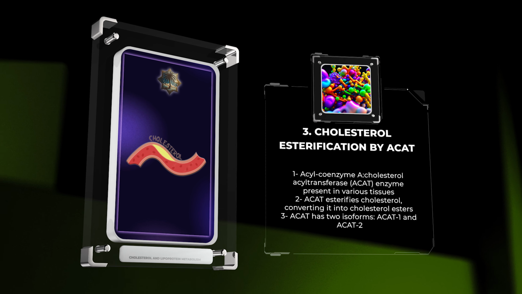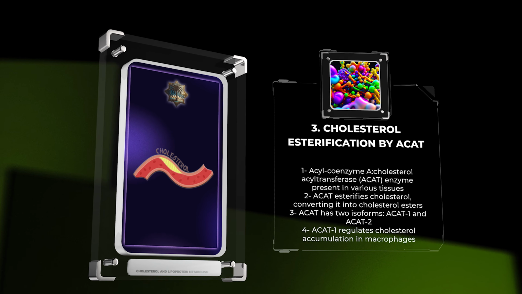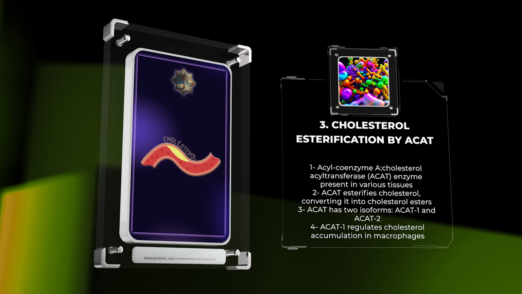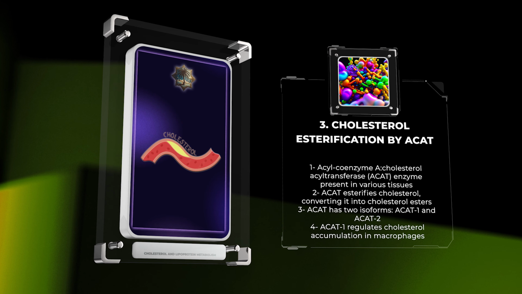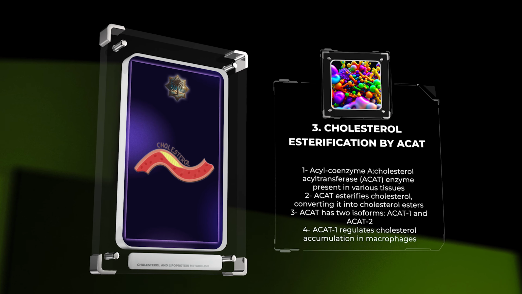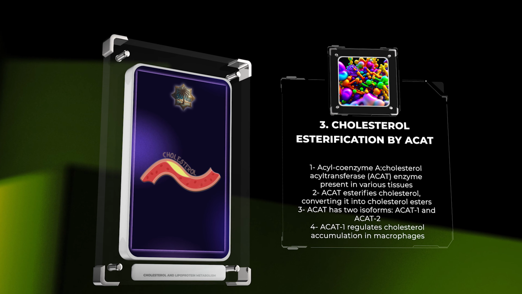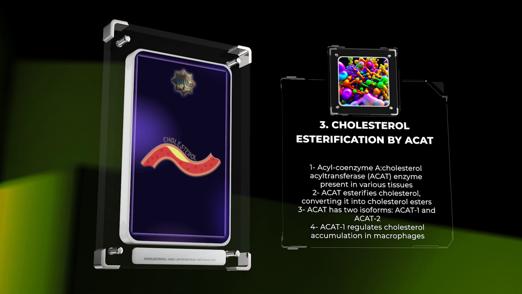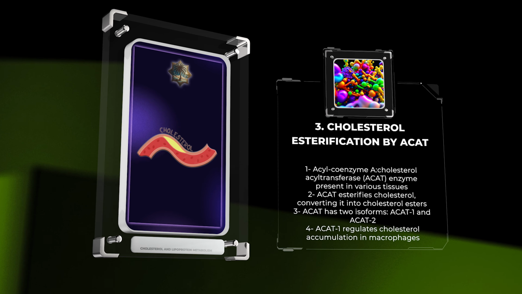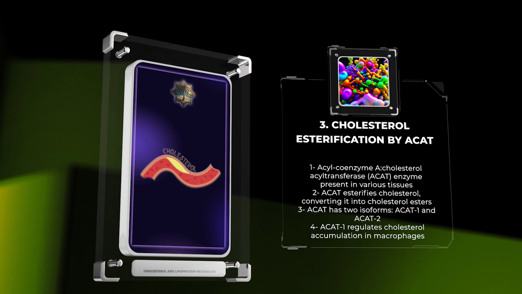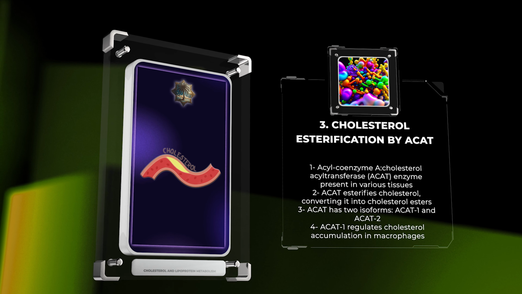Acyl coenzyme A cholesterol acyltransferase, ACAT, is an enzyme present in various tissues, including the liver and macrophages. Its primary function is to esterify cholesterol, converting it into cholesterol esters, CE, which are then stored within cells or packaged into lipoproteins for transport. ACAT has two isoforms, ACAT1 and ACAT2, with distinct tissue distributions and roles. ACAT1 is primarily involved in cholesterol esterification within macrophages, regulating cholesterol accumulation in atherosclerotic lesions. ACAT2, on the other hand, is essential for cholesterol esterification in the liver, contributing to the production of VLDL and the regulation of plasma cholesterol levels.